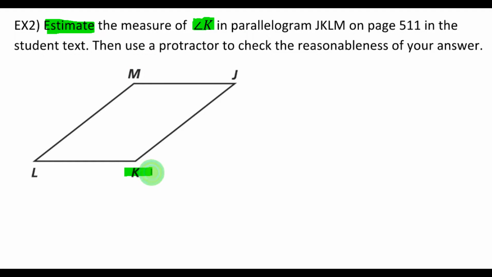And this is the actual angle that we want to measure. But it says estimate. So what I really want to do here is just eyeball it. Get a bird's eye view of this angle and just ask myself, well, is this angle less than 90 degrees? Is it equal to 90 degrees? Or is it greater than 90 degrees? Well, I can see that this is greater than 90 degrees. So I know this is an obtuse angle.